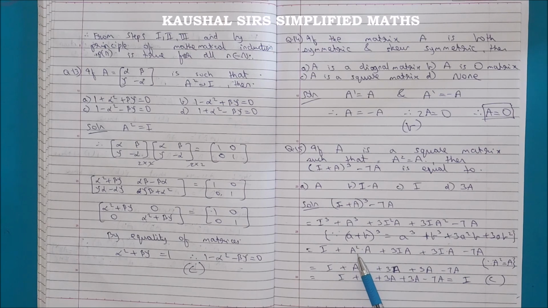Now A square is A, right? तो ये A square के बदले वापस A लिखो. And identity matrix into any matrix is your same matrix. And same thing you get here, I into A is same as A and minus 7A. Now what is this again? A square. तो उसको मैं A से replace कर सकता हूँ. So that is why I get I plus A plus 3A minus 7A. So ये सारे A terms cancel हो जाएंगे and you get your answer as I.